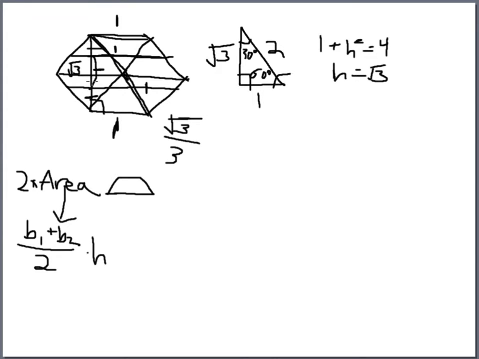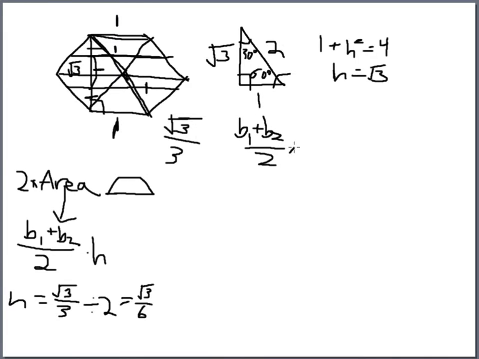So we already know the height of the inner hexagon, root 3 over 3, and the height of a trapezoid is just the height of the hexagon divided by 2, so it's going to be equal to root 3 over 6. So now we have the average of the bases times square root of 3 divided by 6.